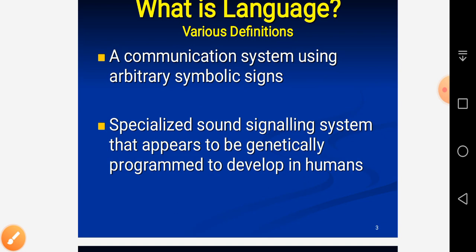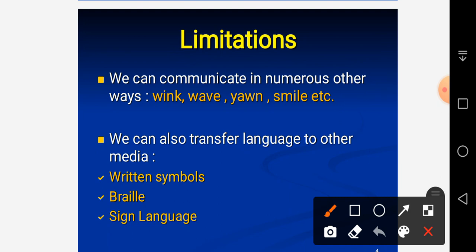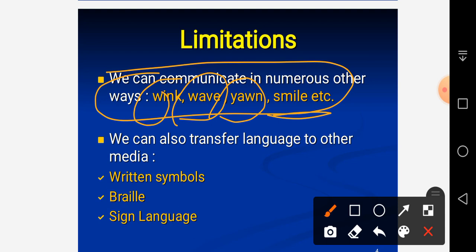So very interesting, why do we say so? Because we can communicate in numerous other ways. We can wink at someone, we can wave a hand, we can yawn, which indicates that we want to sleep, we can smile and convey a message. Even these ways to communicate can be transferred to other forms, like written symbols, which is not spoken language. We can use a braille system, that is a tactile system.